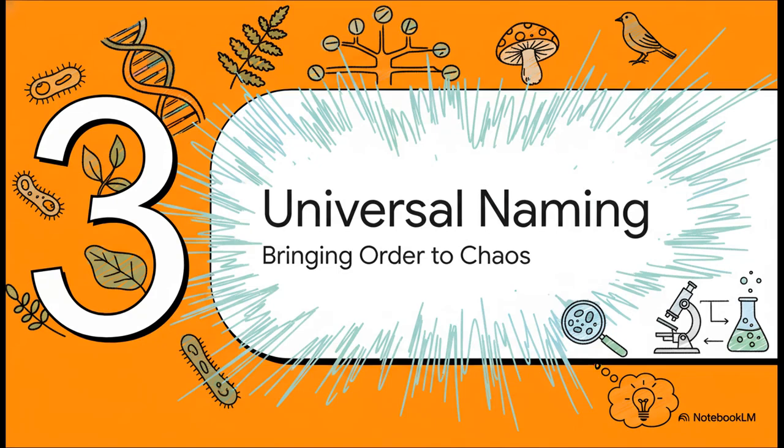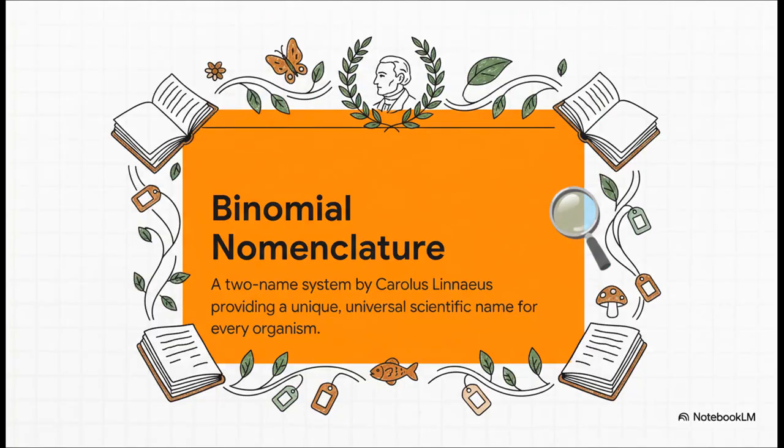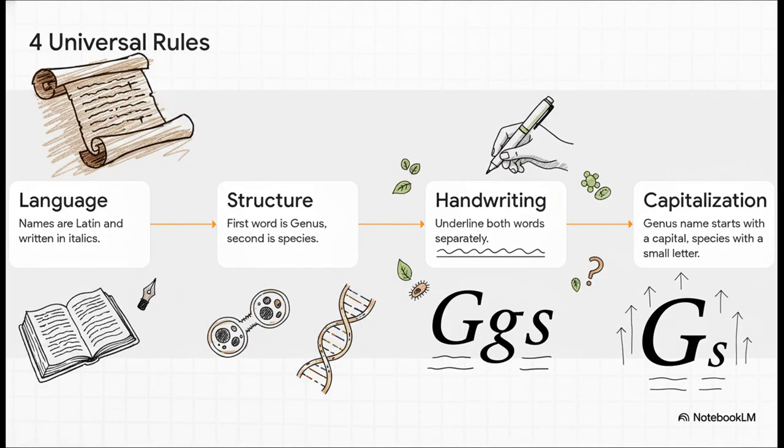And that brings us to the truly elegant solution that scientists came up with to bring order to all that chaos. And that solution is called binomial nomenclature. The bi means two, so it's a two-name system. And the genius behind it was Carolus Linnaeus. This system is brilliant because it ensures every single book in our library of life gets one and only one universal title. No more confusion. Period. These 4 rules are pure gold for your exams, so let's lock them in.